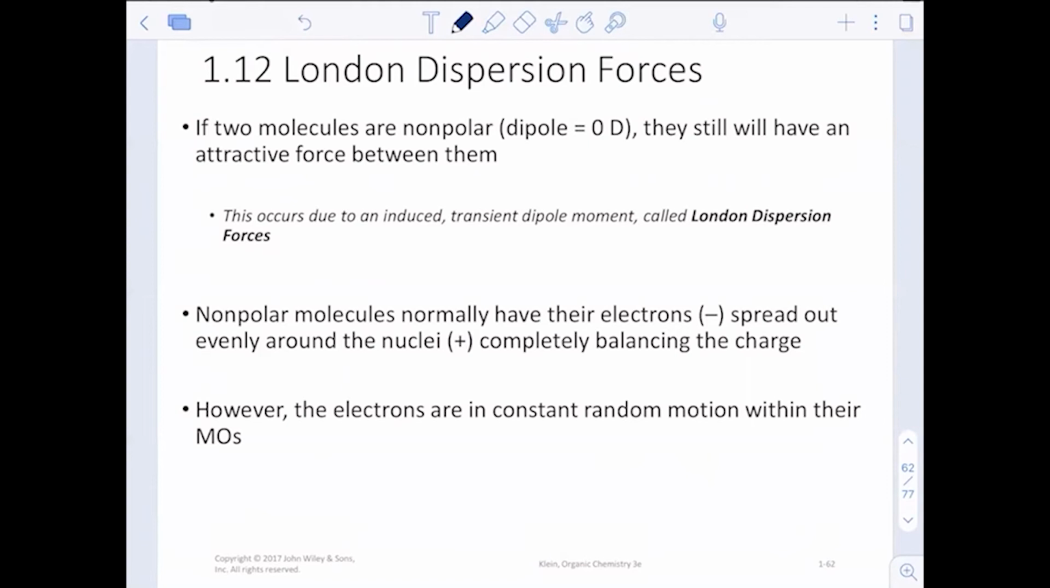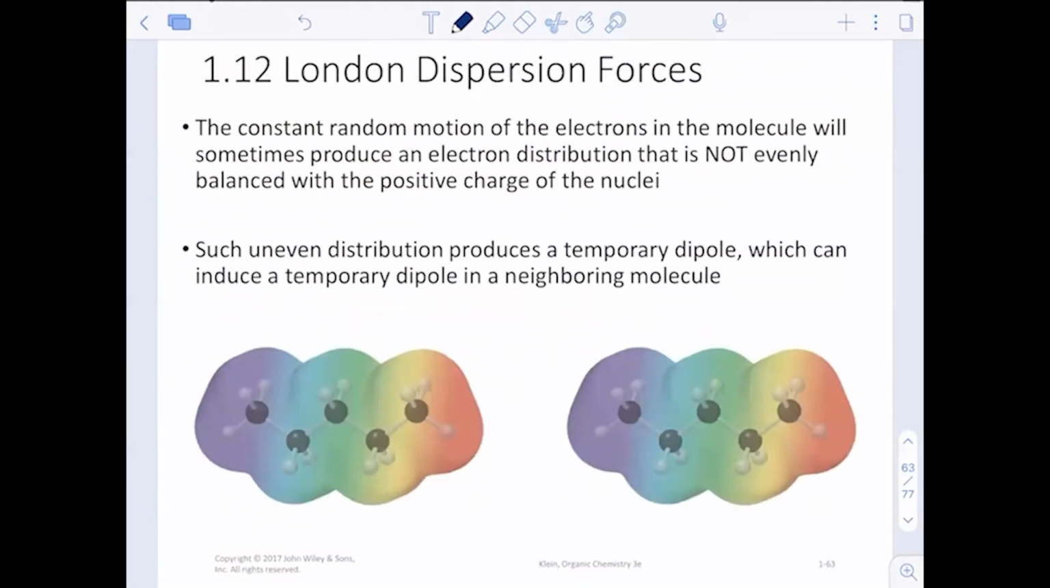Nonpolar molecules normally have their electrons spread out evenly around the nuclei, balancing the charges, so we don't usually have delta pluses and delta minuses. However, the electrons are in constant random motion within their molecular orbitals. So we can induce a dipole.